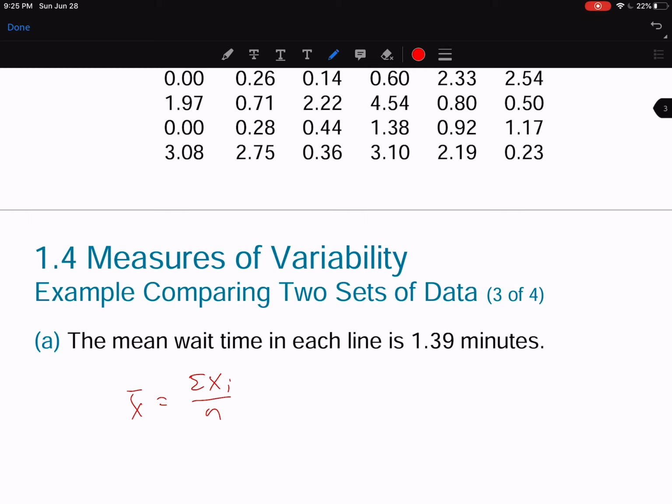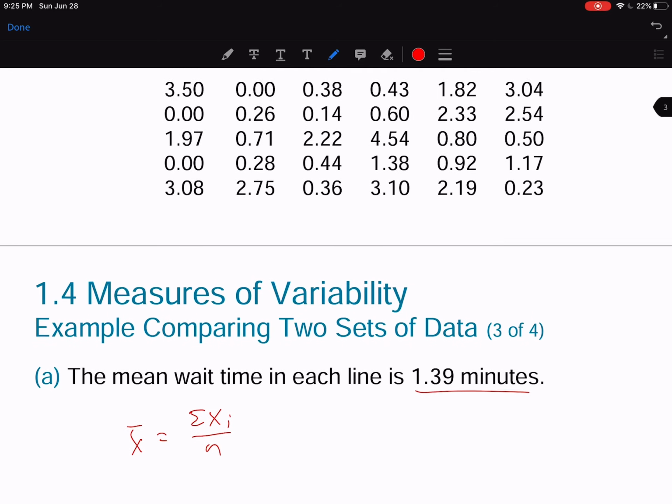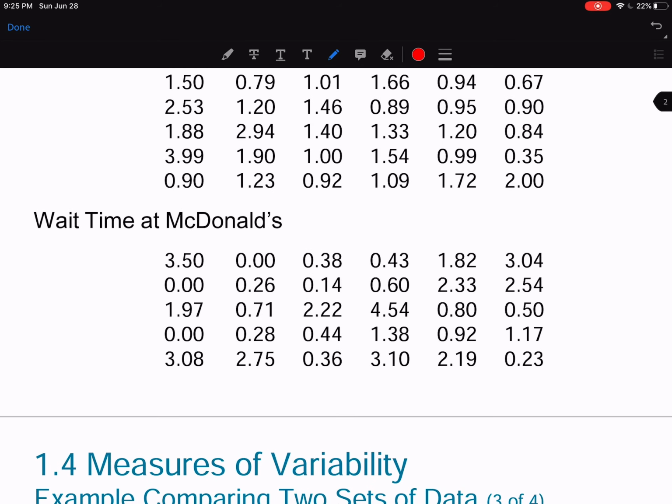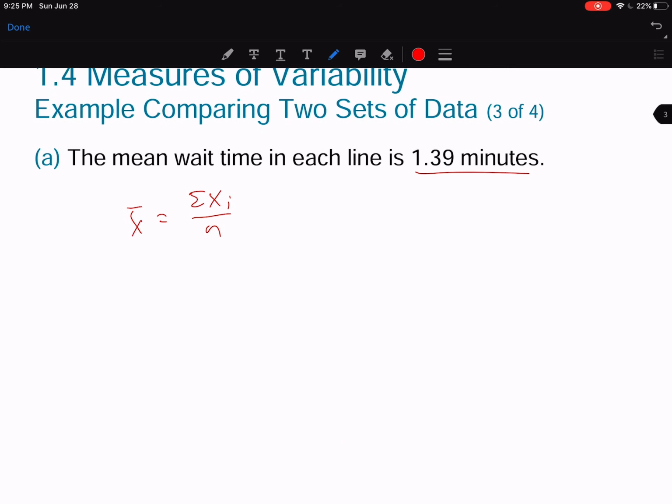So that's how you calculate the sample mean. So based on the result given here, we know that the mean wait time in each line is 1.39 minutes. Which means after the calculation, both of those two data sets got the same mean, right? They got the same mean.